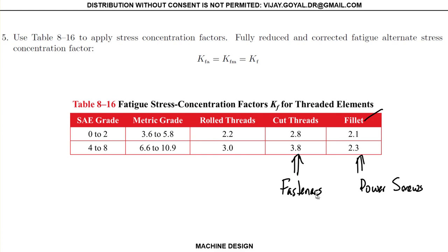And again, this is typical. It can have different values also. If not, then you can always use the other method of going to Table A15, like we did for the power screws as well, and then use the fillet value. That's also a good approximation.